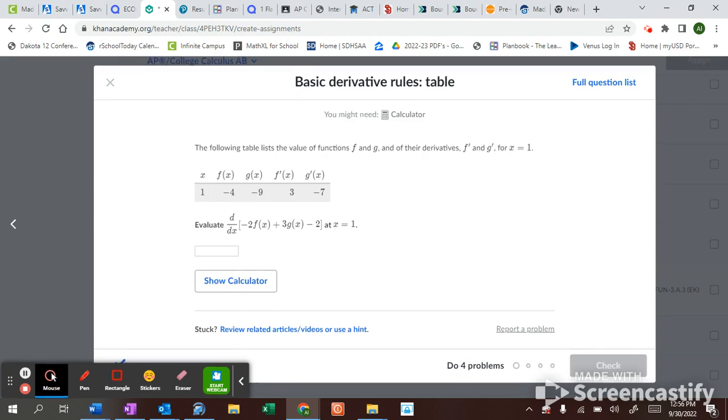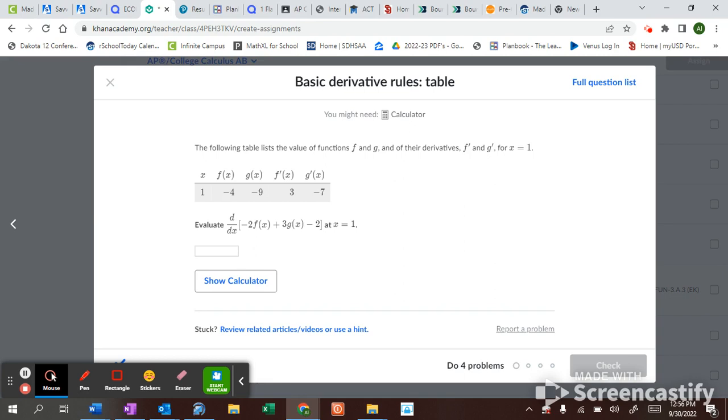And then the table. Okay. This tends to screw some people up, but okay. f of x at 1 is negative 4. The first derivative at 1 is 3. So the slope at 1 is 3. The y value at 1 is negative 4. That's how you read this.